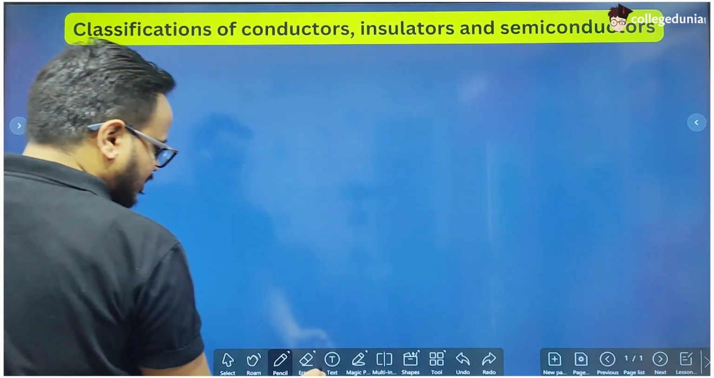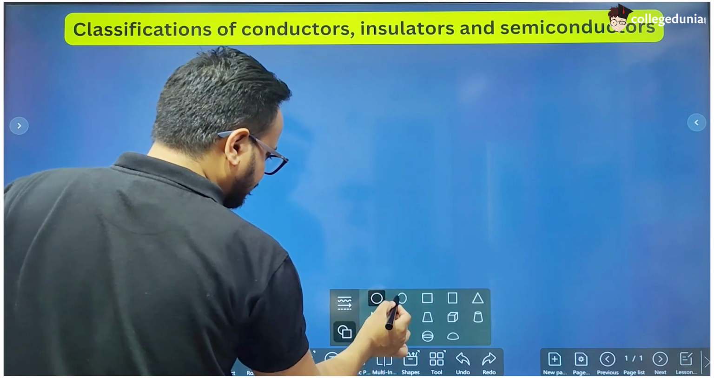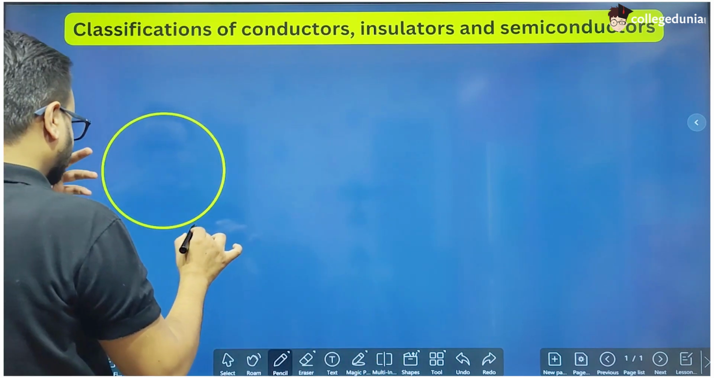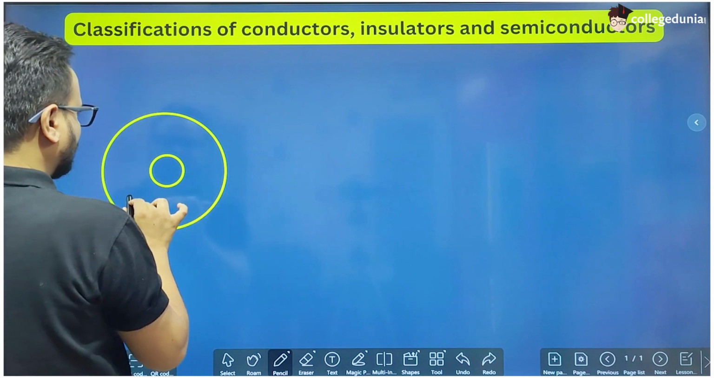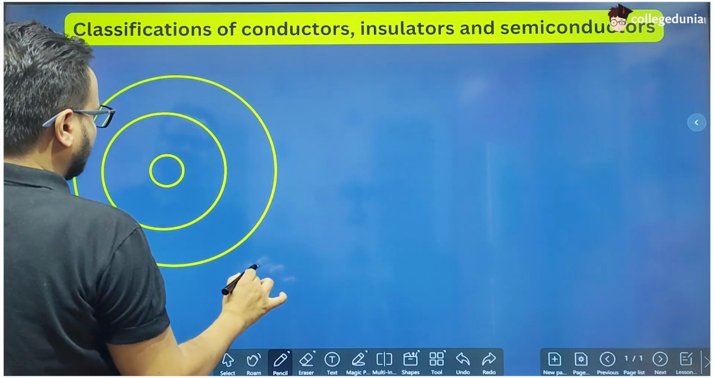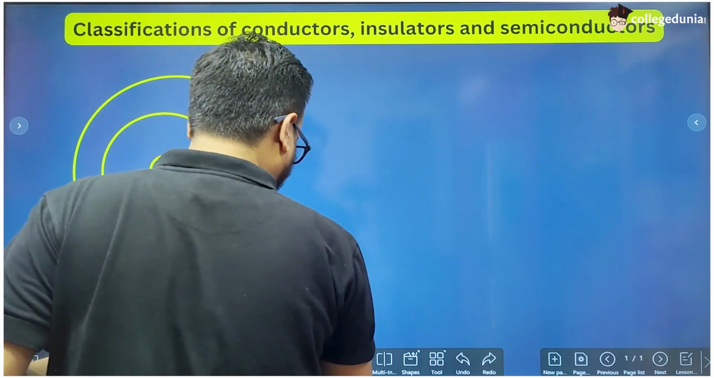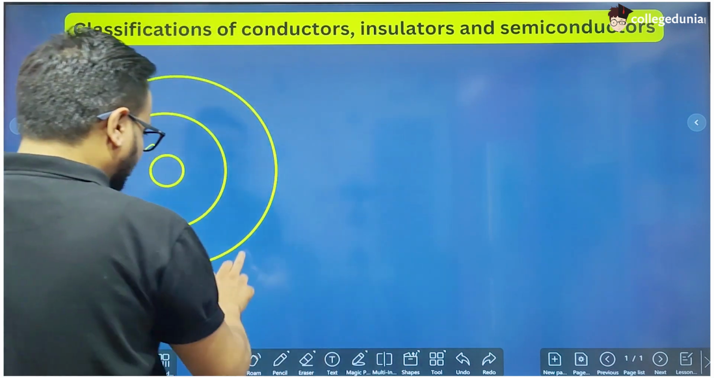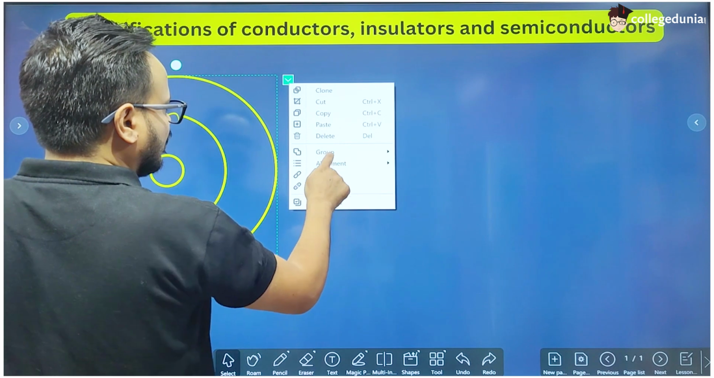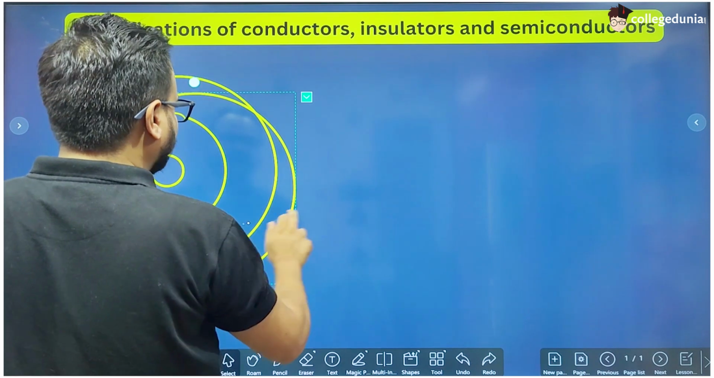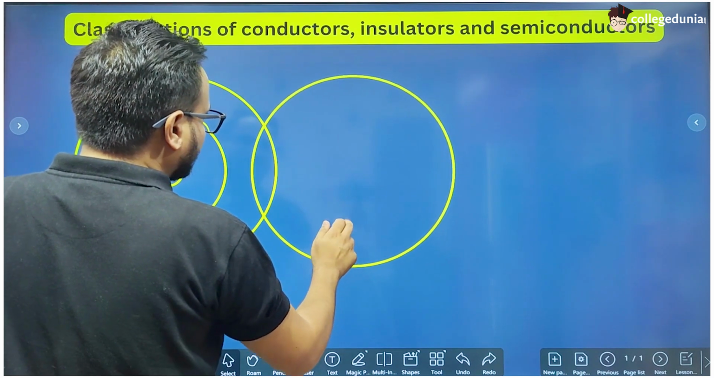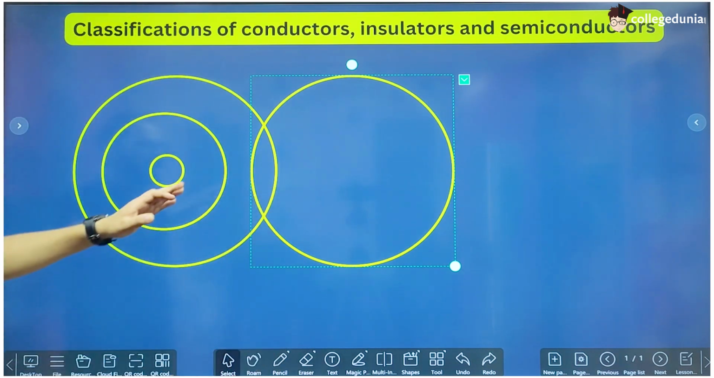and we cannot distinguish between the electrons of the external shell of one atom and those of the other atom. For example, suppose this is an atom, this is the nucleus and this is the external shell of the atom. Now, if this is packed in solid state, the external shells of two atoms are like this.